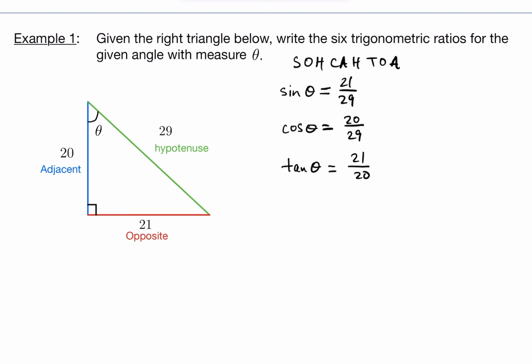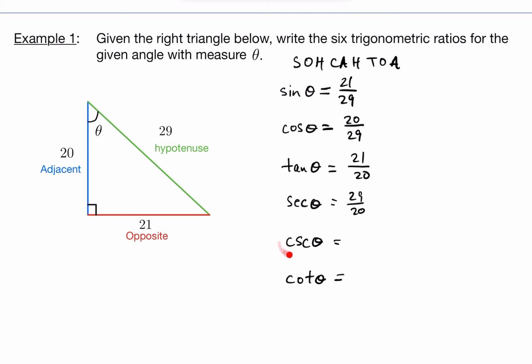All right, so now we've established the first 3 of the 6 trigonometric ratios. Now we're going to go to the other three. And the other three are secant, cosecant, and cotangent. Okay, and if you recall, the secant of theta is the inverse of the cosine of theta. So all we have to do is take this ratio and flip it around. So this becomes 29 over 20.